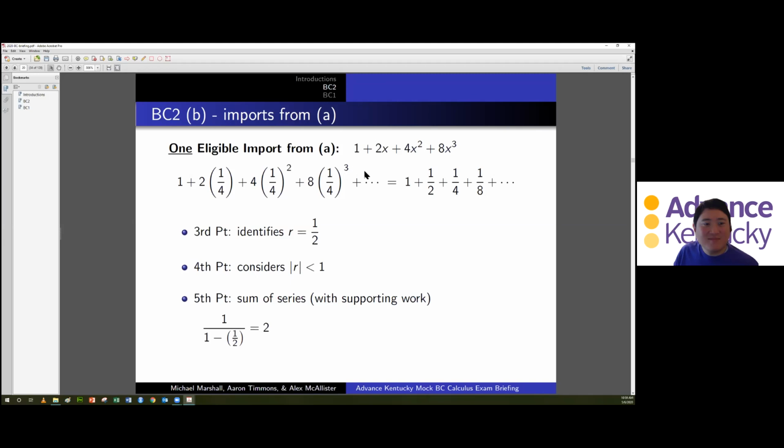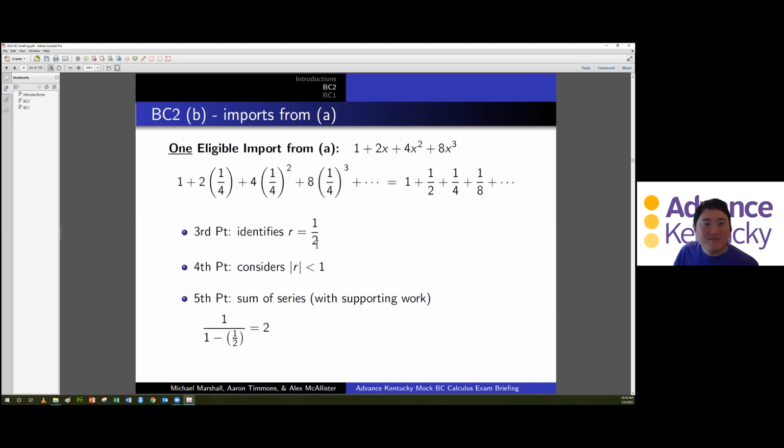And this is a place where there's a lot of conversation at the reading, right? What are the places where something from one part can be brought down into another? We landed on the choice that we would allow this one possible import, 1 plus 2x plus 4x squared plus 8x cubed. And so what happens when you substitute in the quarter, you do wind up with a geometric series. And so that allows us to go ahead and grade consistently, and allows us to let the student earn all 3 points.